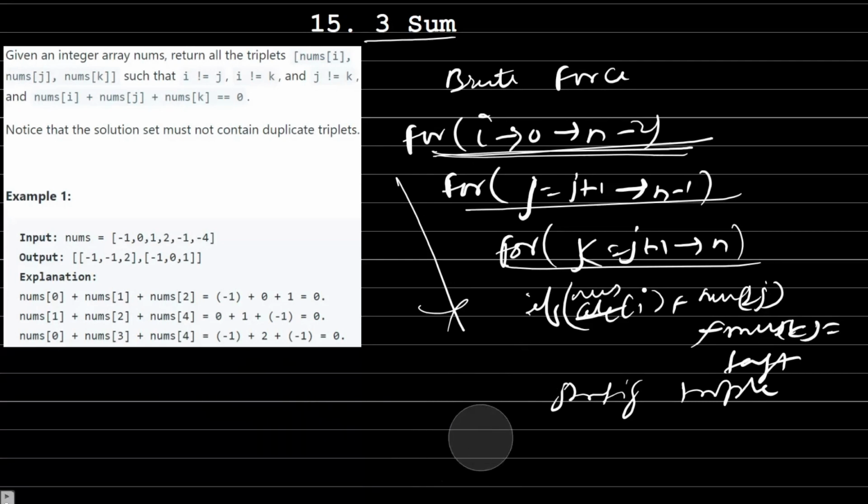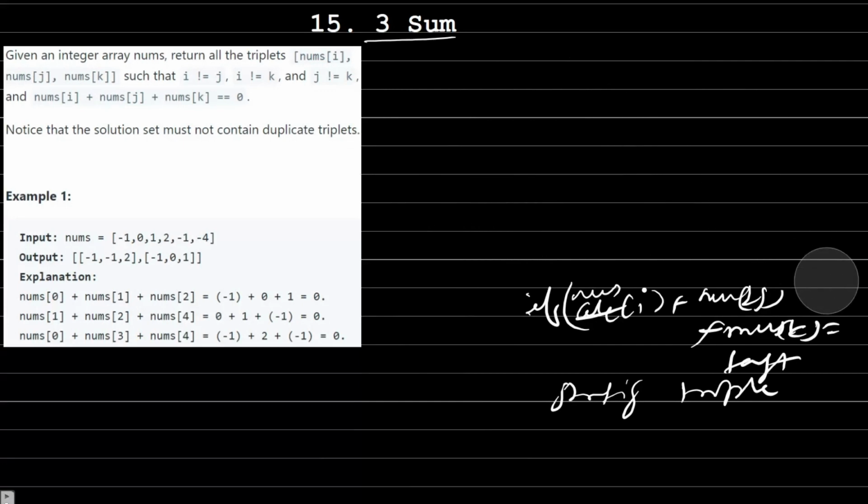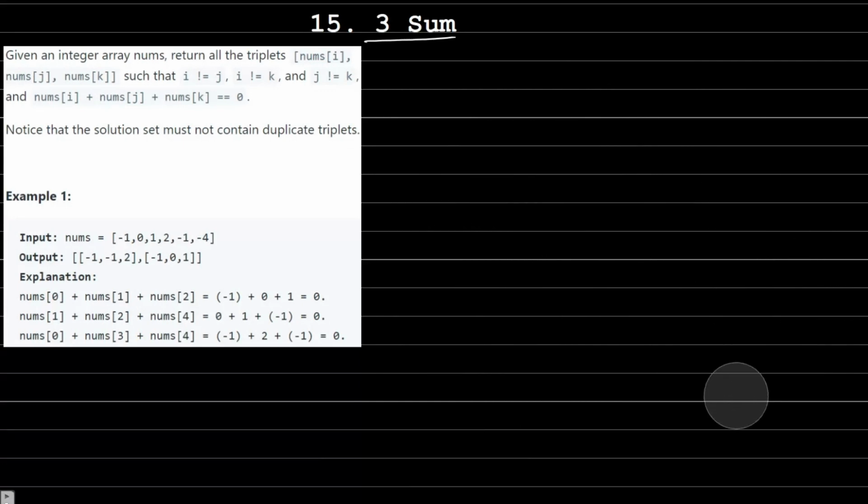So how can we optimize this approach? We can optimize this approach by using a sorted array. So first we have to sort our array. Once we have sorted this array, it is going to be something like minus 4, minus 1, minus 1, 0, 1, 2. After sorting we know that we can easily find our target.